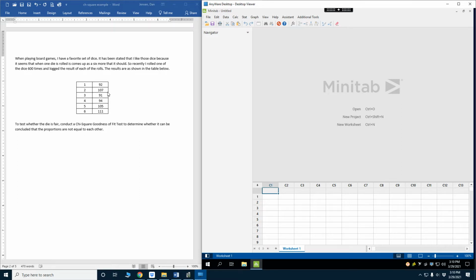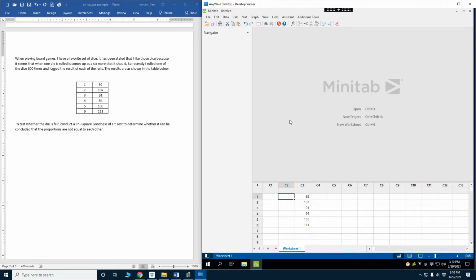And I would do a chi-square test to determine whether I can conclude that the die is fair or not fair. So my null hypothesis is going to be that it's a fair die, that there's no disproportionality to the rate at which the numbers come up. In other words, the proportion at which I get a 1, 2, 3, 4, 5, or 6, those are all equal. Those are as they should be. My alternative hypothesis would be the proportions are not all equal, or that they're not as they should be. So in this chi-squared test, my results are 92, 107, 91, 94, 105, 105, and 111.